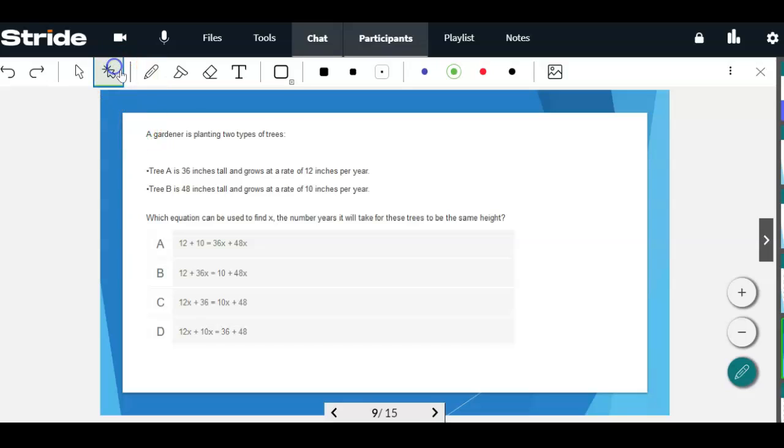Okay, so this one we just have to set up the equation. We won't have to solve. It says, a gardener is planting two types of trees. Tree A is 36 inches tall and grows at a rate of 12 inches per year. Tree B is 48 inches tall and grows at a rate of 10 inches per year. Which equation can be used to find x, the number of years it will take for these trees to be the same height? All right, so x will be the number of years.